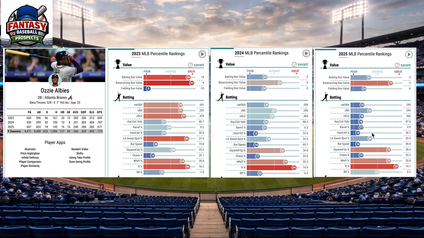His hard hit rate dropped to 30.7%. His launch angle sweet spot's 33.5%, holding about the same. So he's just fallen off a cliff, and this is a profile that, unless he makes an adjustment or realizes who he is now at 29, almost 30 years old, it's going to be difficult for him to increase his performance.